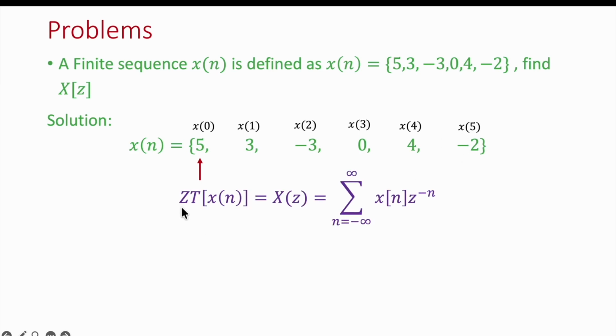So we know that the z transform of x of n is equal to x of z, which is the summation whose limits vary from minus infinity to infinity of x of n z power minus n. We can see these samples are given and we can use these values in this equation. How many samples? From 0 to 5. So this lower limit changes to 0 and the upper limit is 5. So x of n z power minus n.